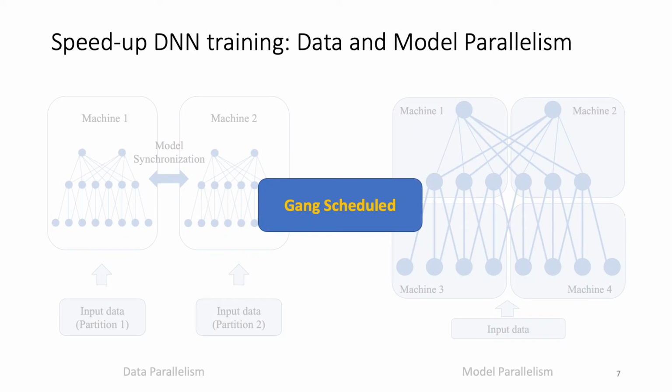However, in either data parallelism or model parallelism, all the parallel training tasks are Gang scheduled. Gang scheduling is the all-or-nothing scheduling policy, which means it either launches all the parallel training tasks at once, or launches nothing and waits for the resources to be available for launching all the parallel tasks simultaneously.